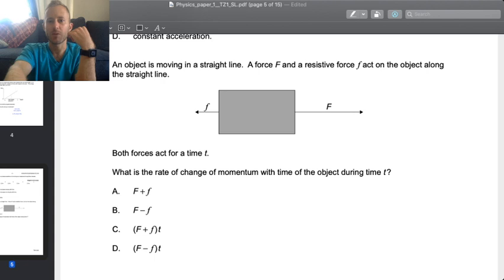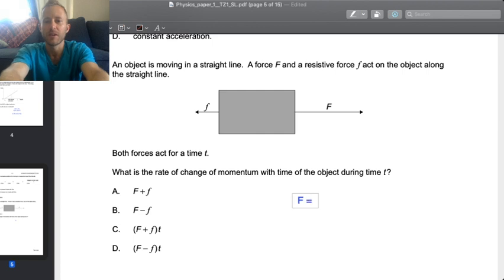This is requiring you to know the sneaky form of Newton's second law, which says that net force equals change in momentum over change in time. So rate of change of momentum means change in momentum over change in time, which is just equal to the net force. The net force is big F minus little f, because they're going in opposite directions. So that's the answer. The answer would be B.